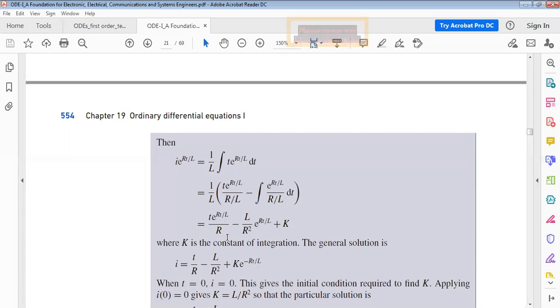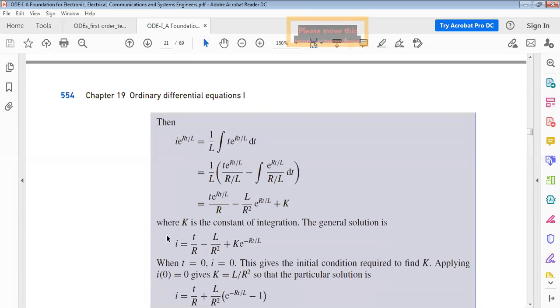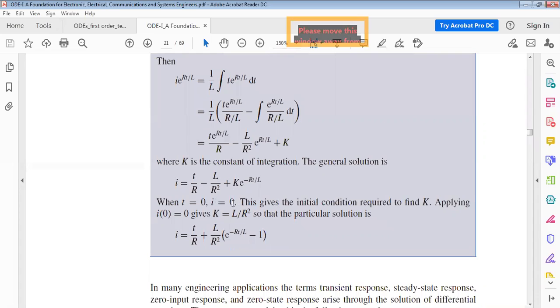So we get the result of the given linear differential equation of the circuit. Where k is the constant of integration, the general solution will be this, dividing by e to the power Rt by L on both sides. We get k times e to the power minus Rt by L, and this will be cancelled. When t equals 0, I equals 0, and using this we can find the value of the integration constant.